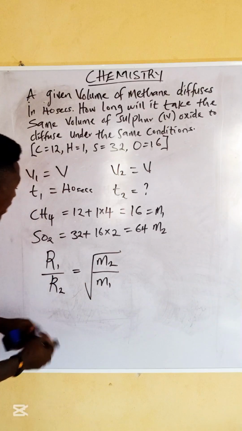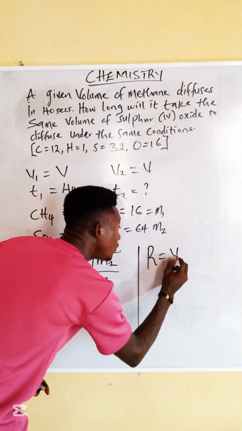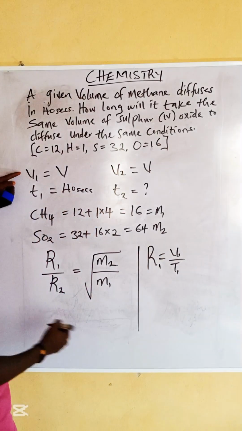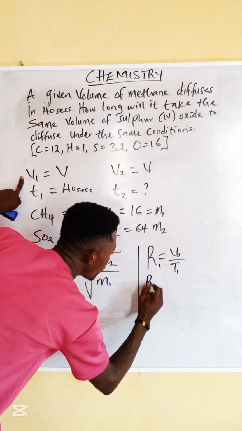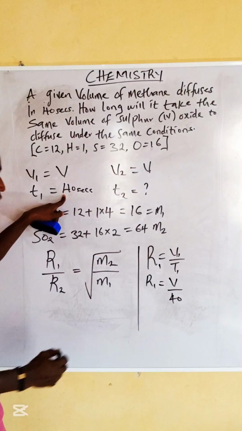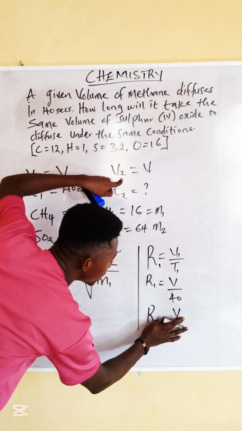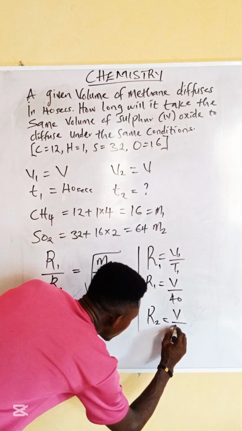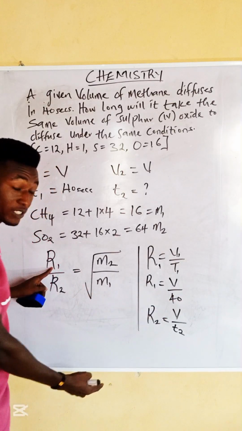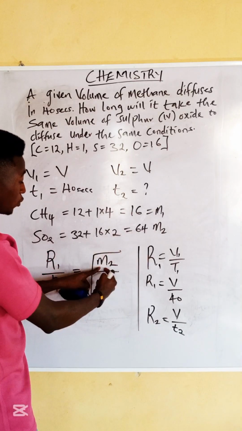Are we together now? And where R is not given to us, we use this formula to find R, which is R equals V over T. So this is our R1, and we use our V1 and T1 here. R1 equals V over 40. My R2 will be V2, which I will just put as V over T2, what I'm looking for. So my R1 is V over 40, and my R2 is V over T2. Then I put my molecular mass for M2 over M1.